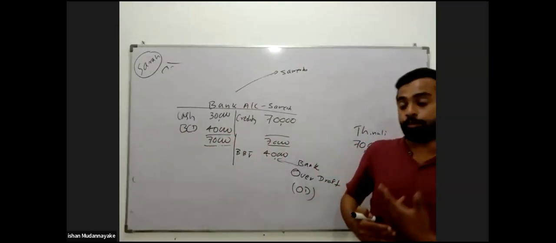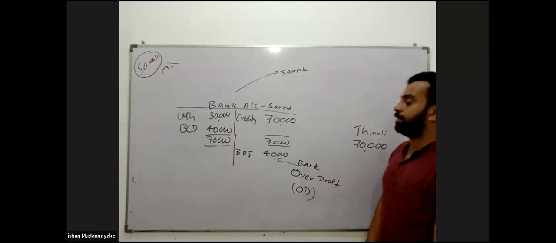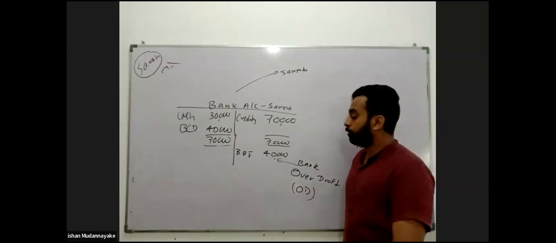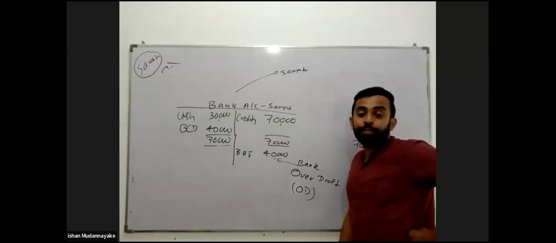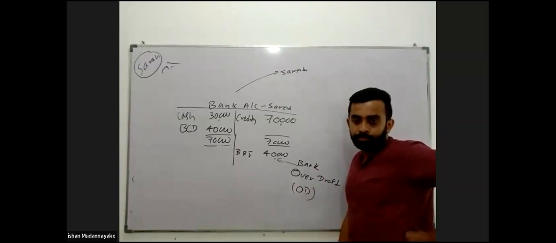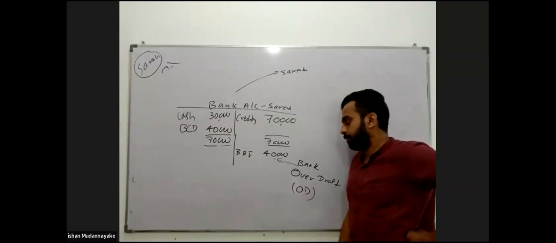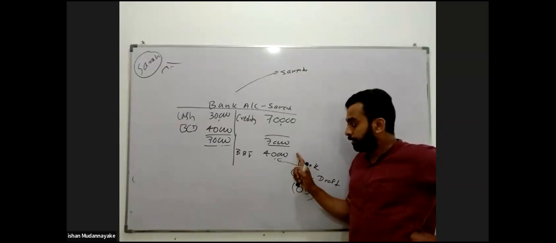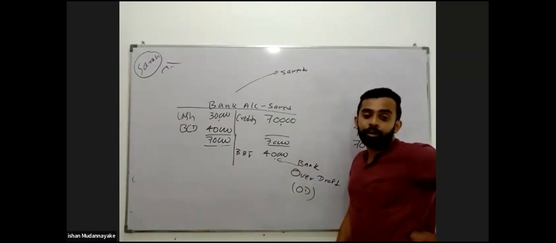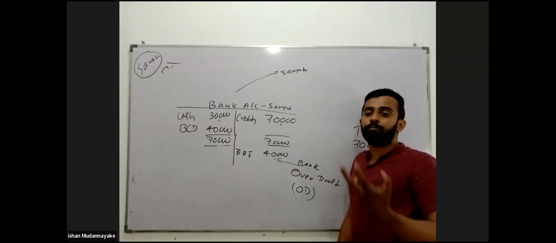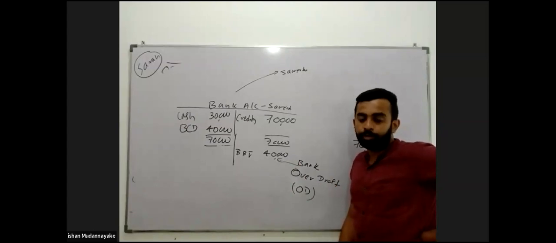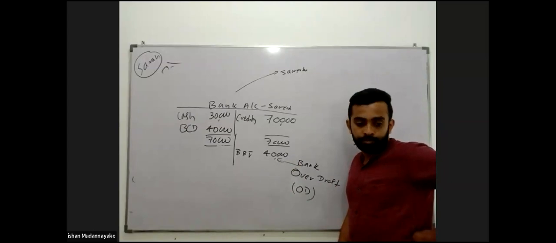You have withdrawn an excess amount, you have taken more than your balance. In your account, now there is a minus balance, a negative balance. So the technical term for this 40,000 is bank overdraft: an excess amount you have withdrawn from your account.